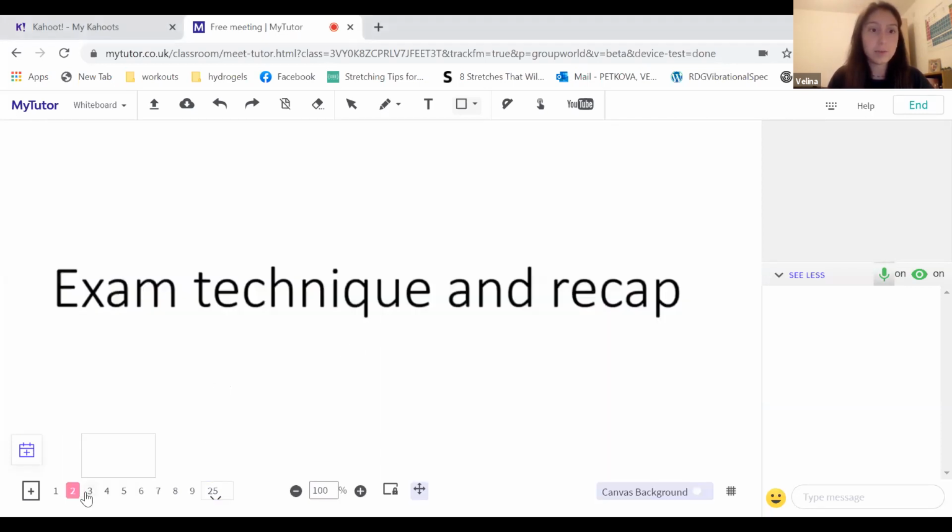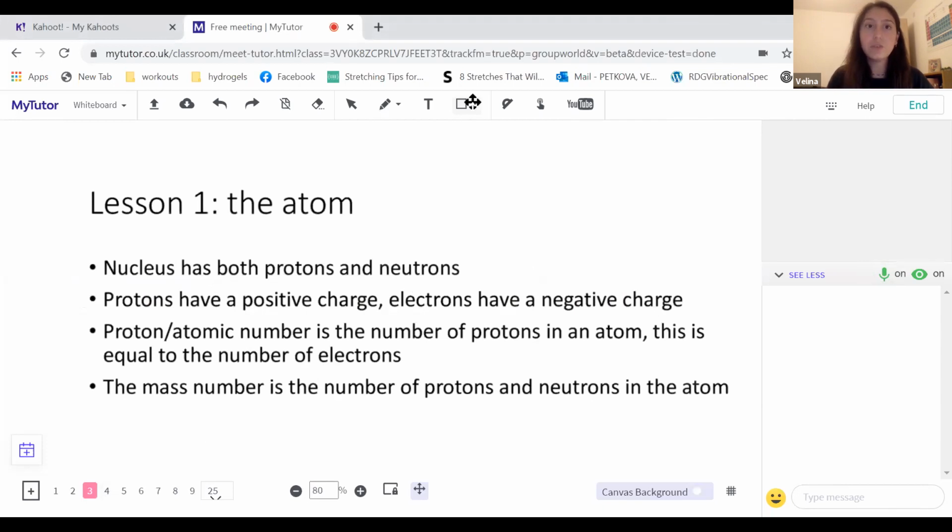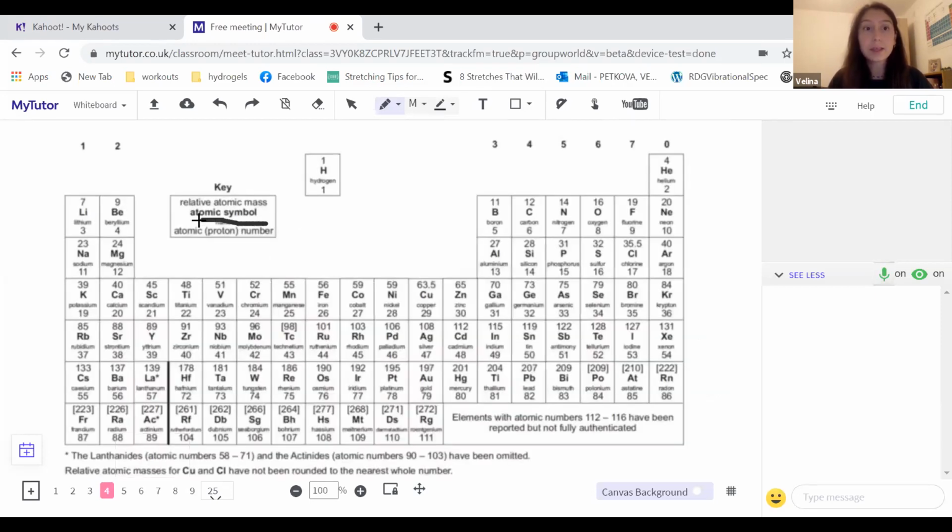Exam techniques and recap. So firstly, what did we cover in lesson 1 back to Monday? We learned that the nucleus has both protons and neutrons. They're found in the nucleus. Protons have a positive charge, and electrons have a negative charge. So we know that our proton number tells us the number of protons that we have in our atom. And we have learned that our protons are equal to the number of electrons.